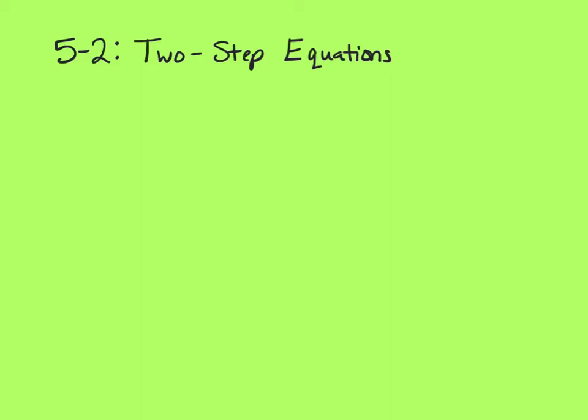Lesson 5-2, Two-Step Equations. 3x minus 5 equal 20 is an example of a two-step equation. This is called a two-step equation because it takes 2 steps to solve.